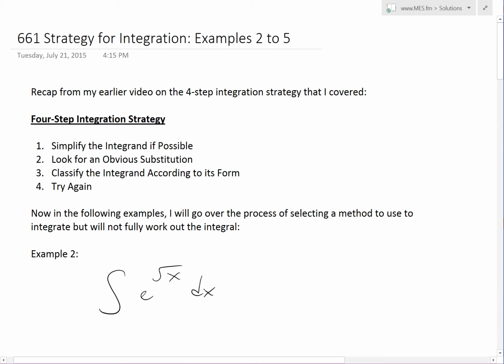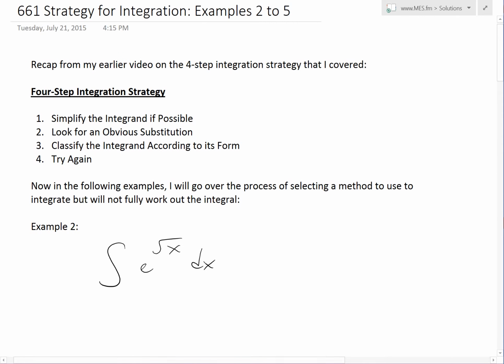Alright, it's time for another math easy solution. Time to discuss further the strategy for integration that I went over in my earlier videos. Now I'm going to go over basically examples 2 to 5. In my last video I did example 1. I'm going to go over 4 quick ones.